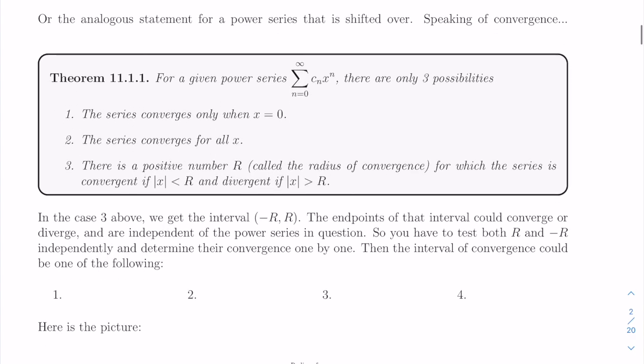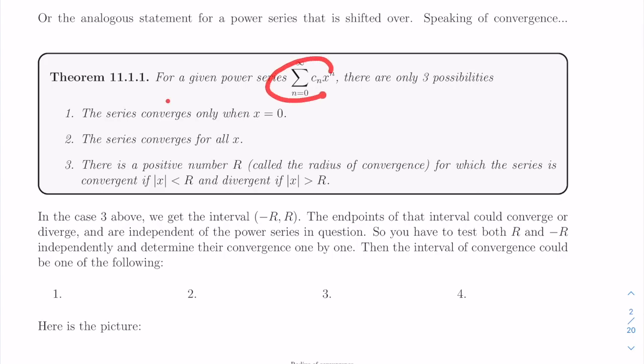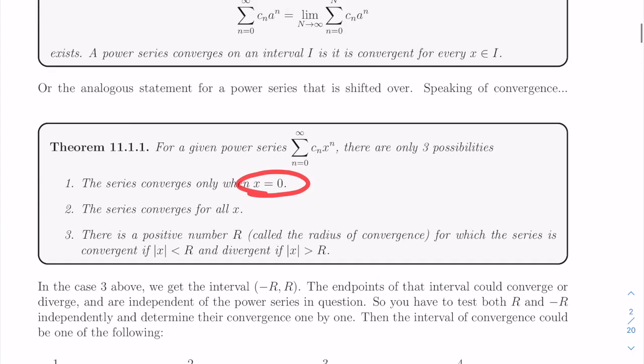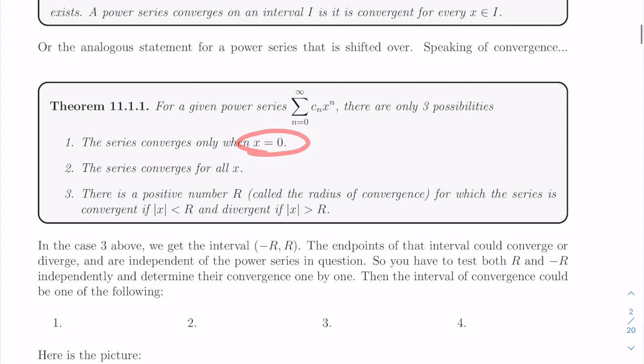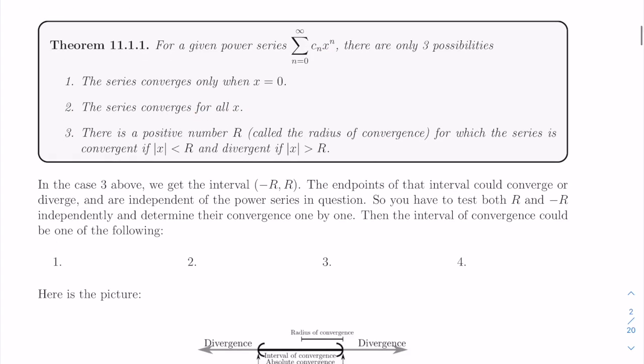Next, speaking of convergence, for this power series there are only 3 possibilities. It can converge only when x is 0, and we should say that when x is 0, it always converges because all of these terms go away and you're just left with the first term. So it will always converge at least at that point, or x equals a in the case of this one. So it could converge just for that one, it could converge for all x, or for some interval.